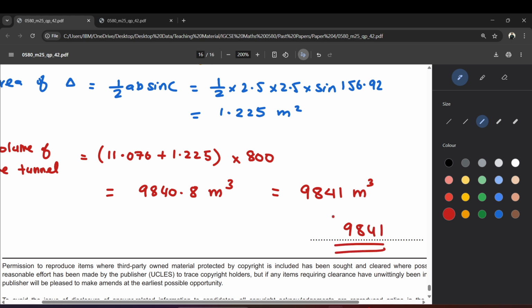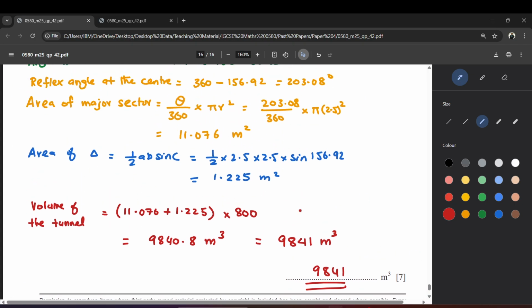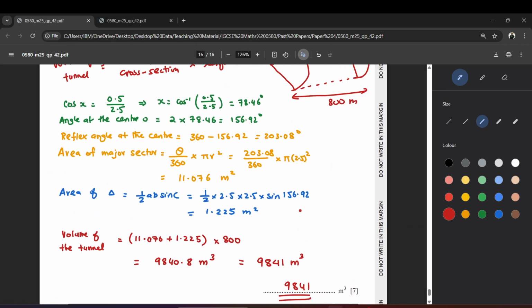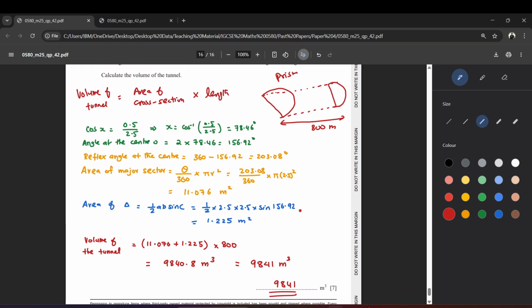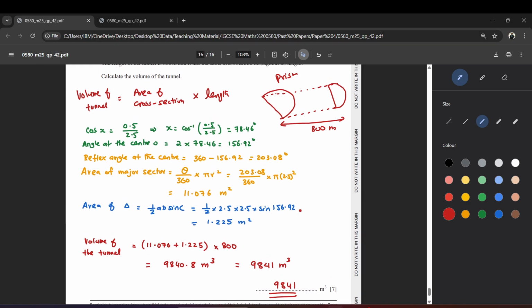So this is a tricky question. Okay, it requires a lot of thinking. Okay, a lot of steps are needed. So I want you to now carefully pause the video and then carefully look at it, that what are the steps that were involved in this working.